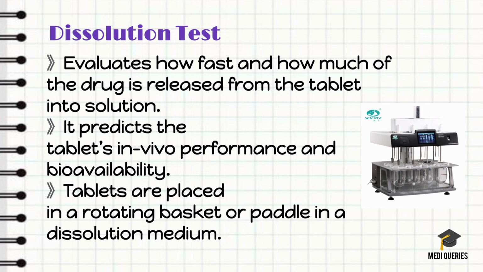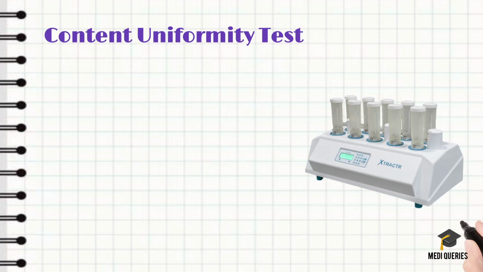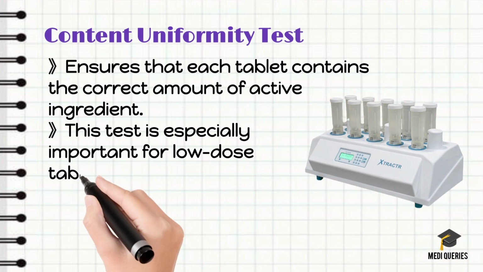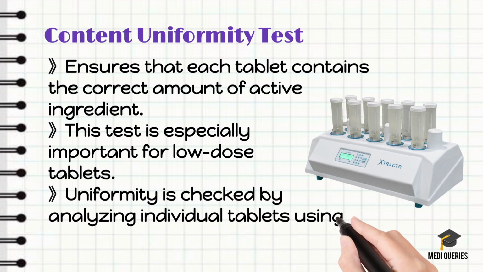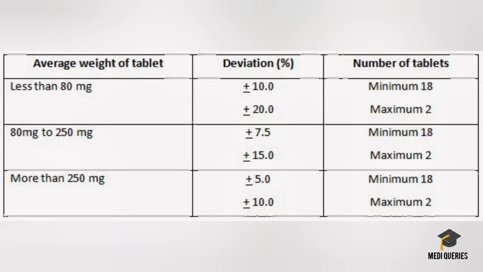And the next test is content uniformity. Content uniformity mainly ensures that each tablet contains the intended amount of the active drug, especially for low dose tablets. So 10 tablets are randomly selected, dissolved and analyzed for the drug content using HPLC or UV spectroscopy. According to the pharmacopoeia standards, individual dose content must be within 85 to 150% of the label claim.